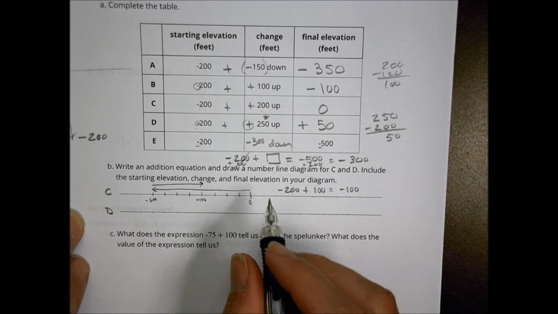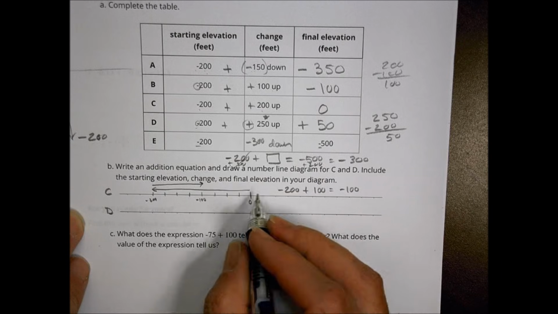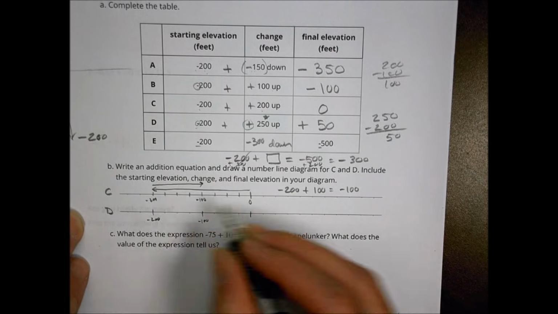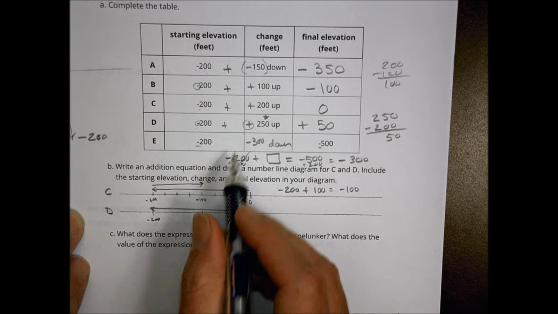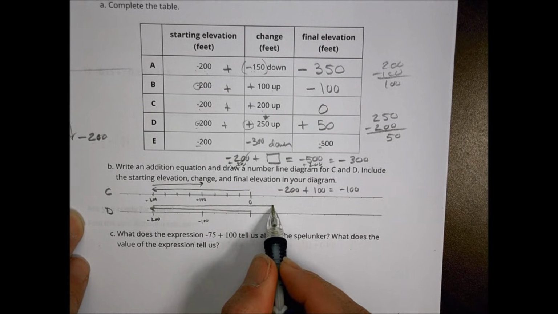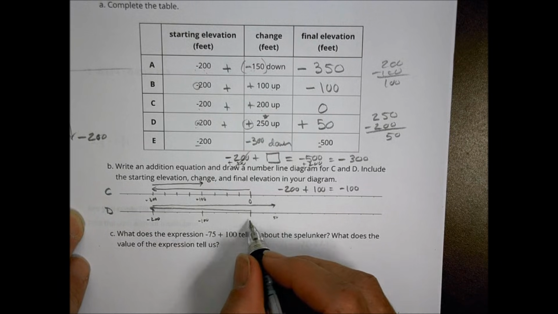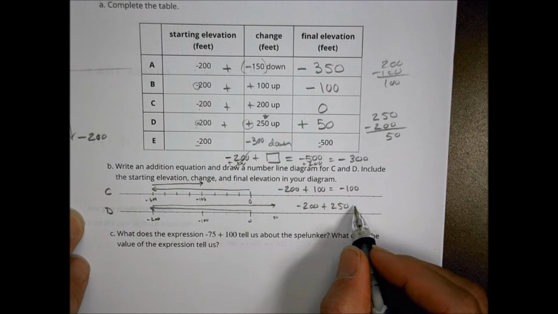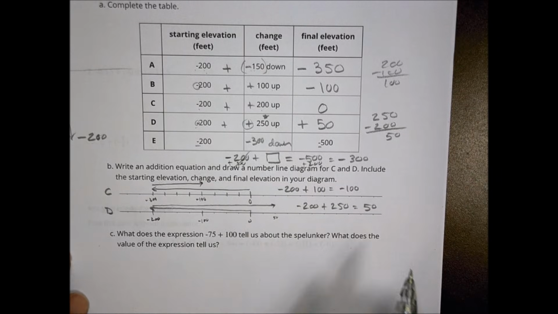For D, we can do the same thing, right? Here's our 0, and here's our negative 100, here's our negative 200, and so we're going to go down 200 like it said, and then we're going to go up 250. So we're going to go back 200, 225, 250 to here, and this is positive 50. So we have negative 200 plus 250 equals 50, and that's our positive solution there.